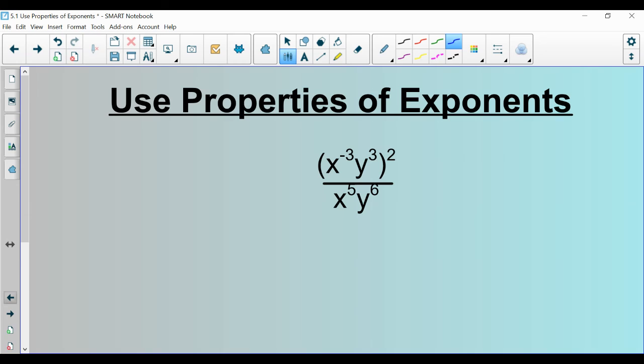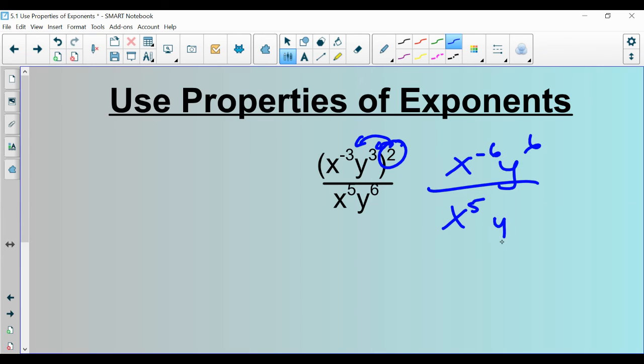They do get more complicated, more stuff starts happening, all that fun stuff. This one here, we can apply that exponent to everything in the parentheses. We do that using multiplication, so x to the negative 6th, y to the 6th, over x to the 5th, y to the 6th. From here, the x's have the same base and they're being divided, so I could subtract them. I would get x to the negative 11th and y to the 0th.